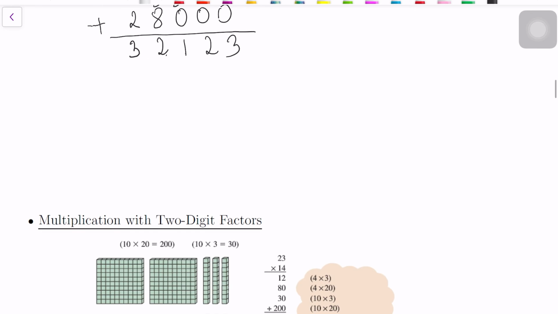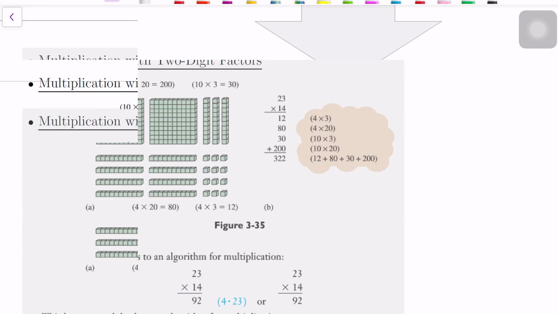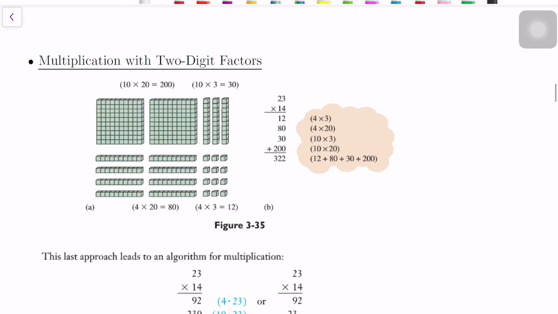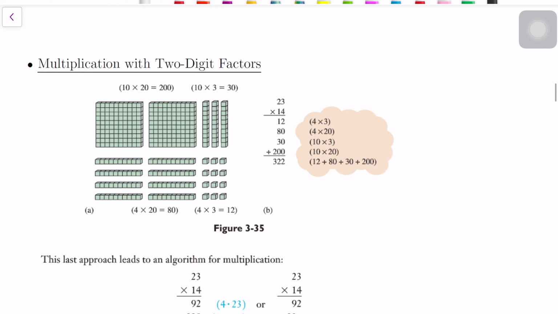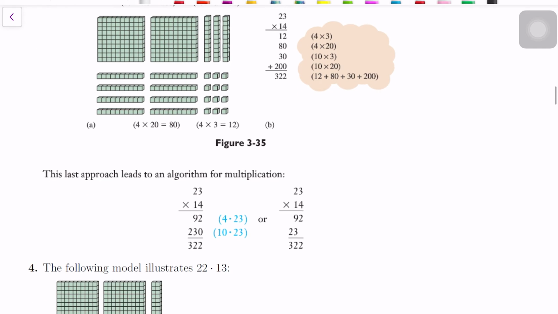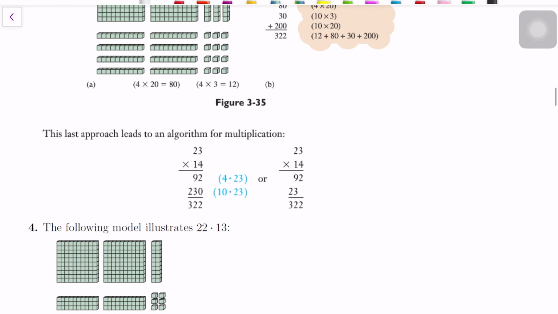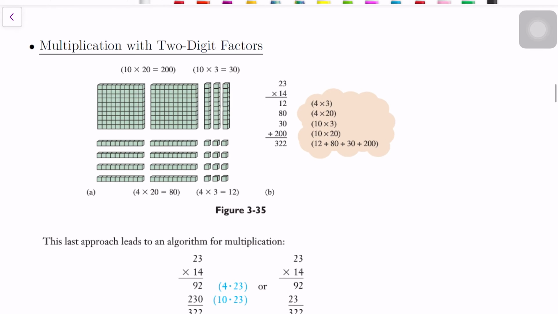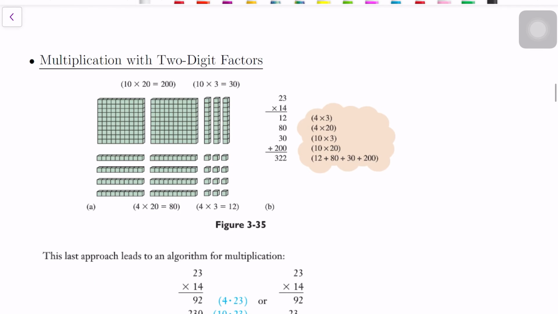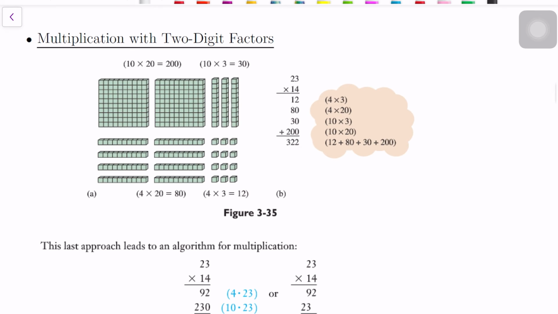Okay, so let's focus now on a concrete model. What happens when you multiply with 2-digit factors? So instead of multiplying by 3 or 7, now we're going to be multiplying by 14. So how does that play a role? Well, first, remember multiplying by 10 just changes the units to longs, longs to flats, flats to blocks, right? So it adds a 0 at the end.